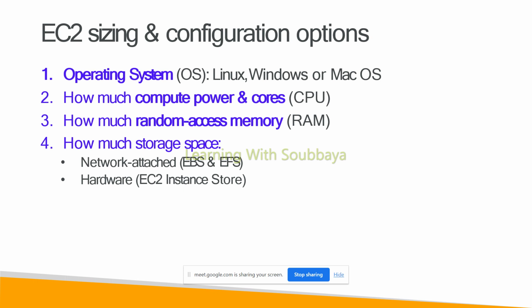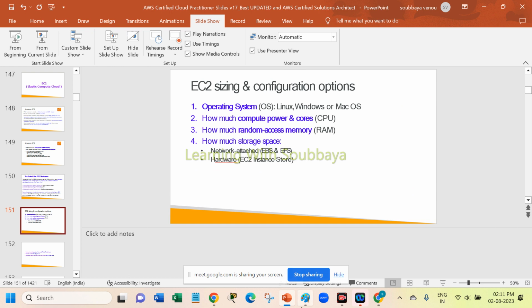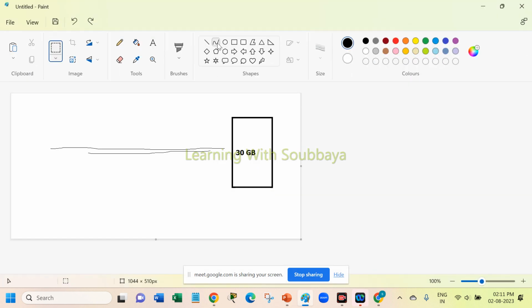Here in storage, we have two options available. Network attached storage is available, and hardware attached storage is also available. In network attached storage, we have EBS, elastic block storage, and EFS, elastic file system. In hardware, we have EC2 instance store available. EBS is elastic block storage, as I told you already: adding a virtual drive to your EC2 instance is nothing but elastic block storage.